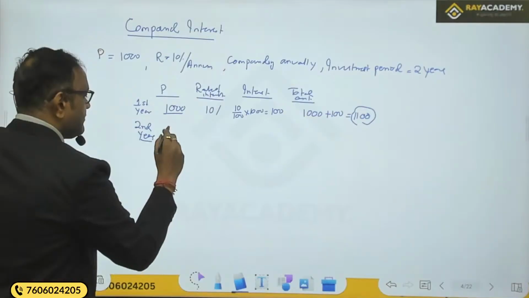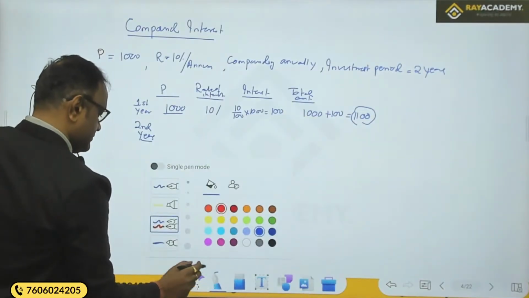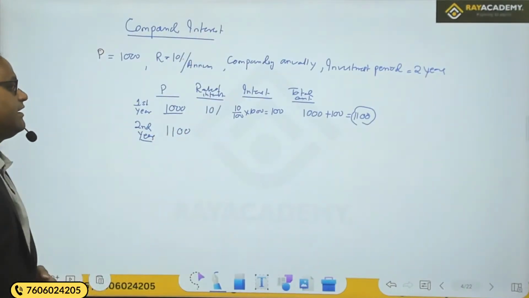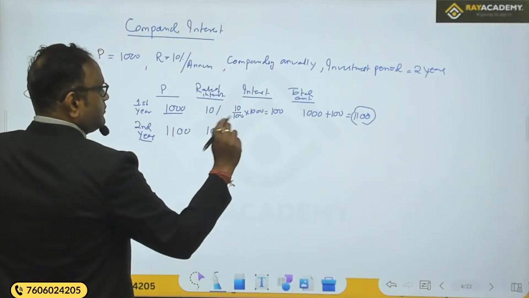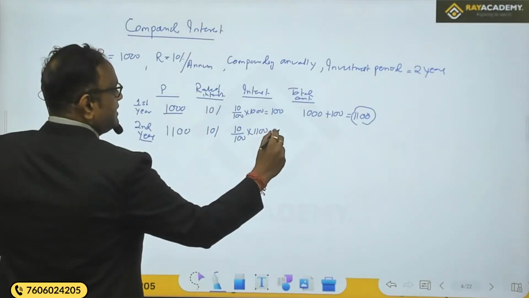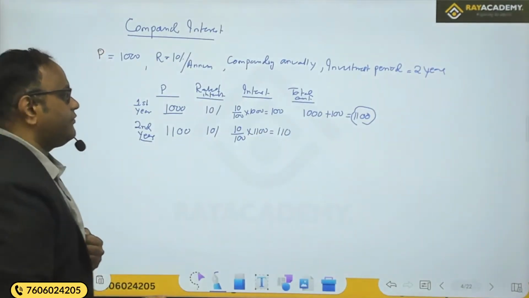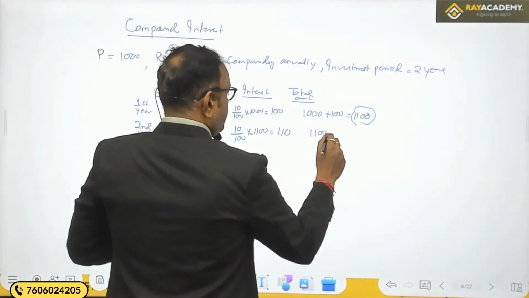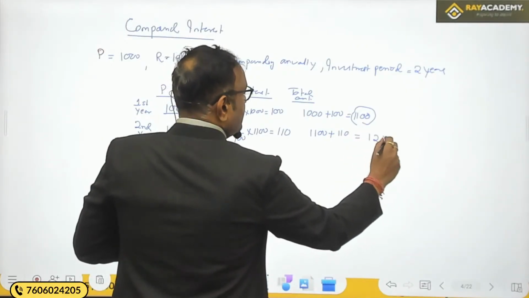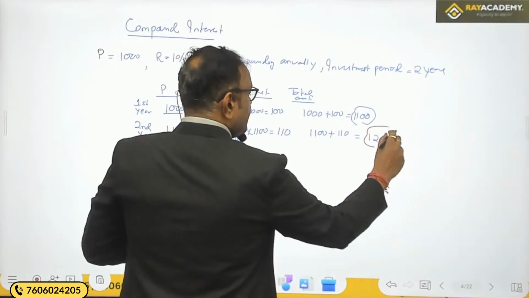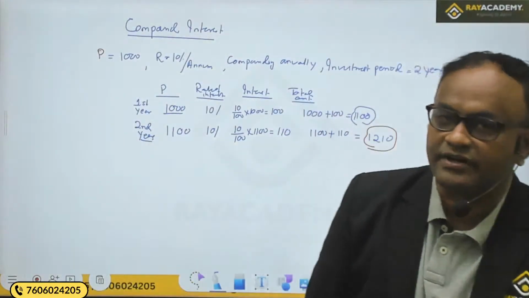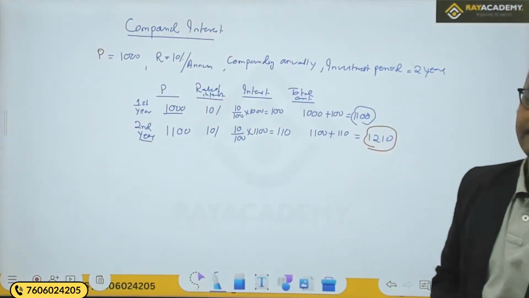Okay, this will become $1100. Again rate of interest is 10%. So interest will be 10 by 100 into 1100, that is 110. So total amount will be 1100 plus the interest generated in the second year, 110, that is 1210. So this is the amount you will get if you are investing 1000 rupees, rate of interest 10% per annum for 2 years, then the total amount you will get is 1210.